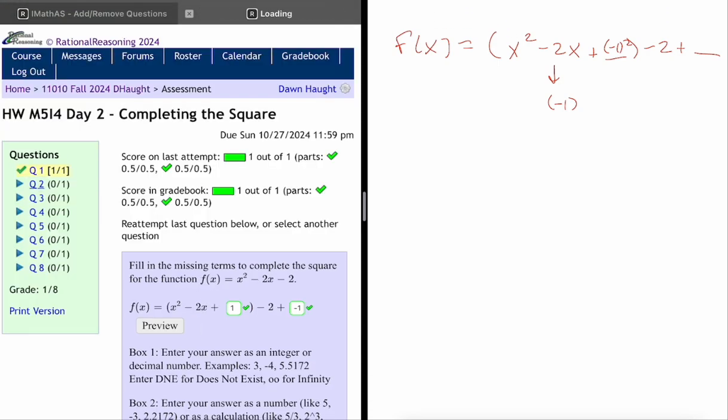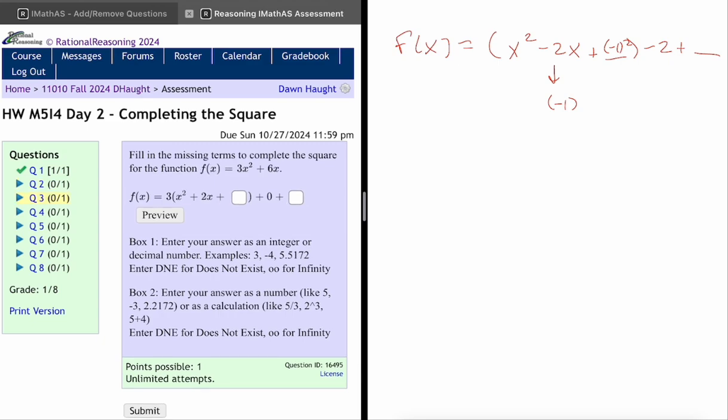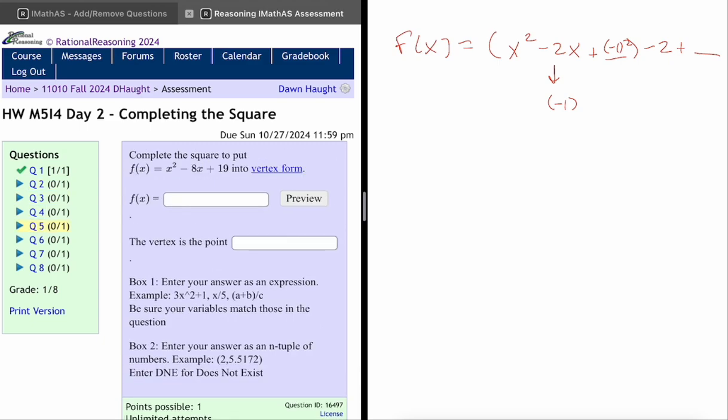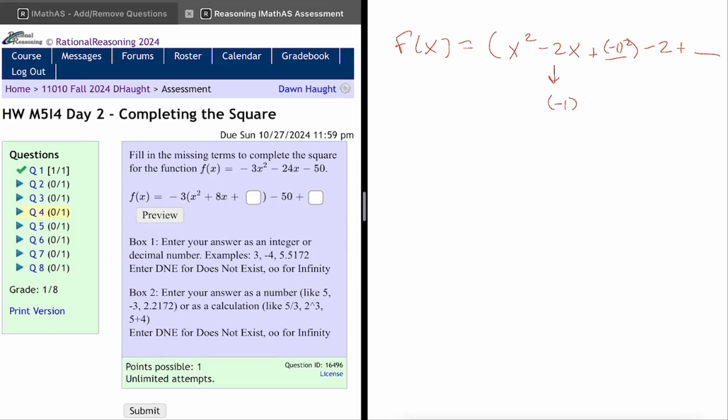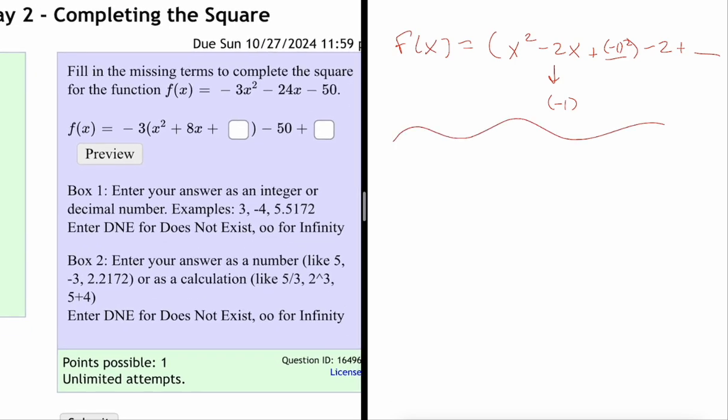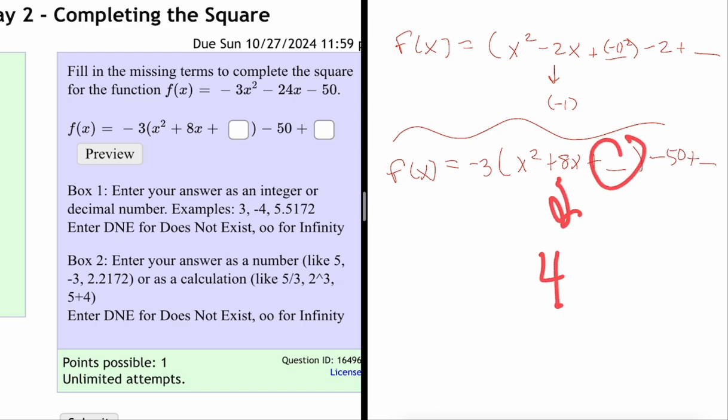Okay. Let's see what question 2. Question 2 is the same. Question 3 is the same. Question 4 is the same. Question 5. Oh, question 4 is not the same. Okay, I'm going to do question 4 with you guys. So it's almost the same. And I didn't do one like this because I just didn't even think that they would. Okay, anyway. So we would fill this spot with half of 8 is 4. 4 squared fills the spot. So that's 16.